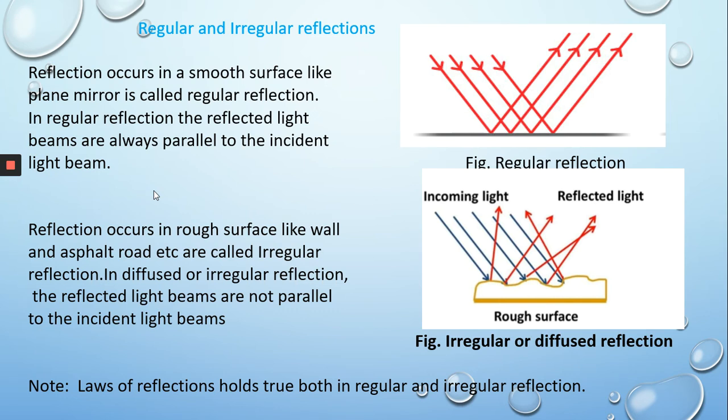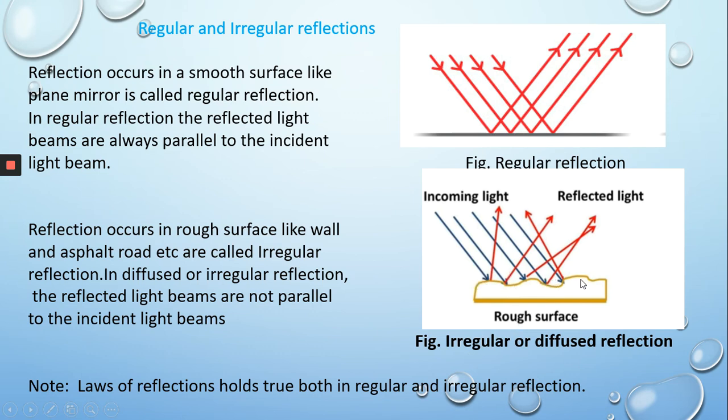Next is irregular reflection or diffuse reflection. Reflection that occurs on a rough surface like a wall, asphalt road, cardboard, etc. is called irregular reflection. Let us take an example. If we hold a cardboard in front of us, we will not be able to see our face in it. Why is that? This is because the entire light that falls on the surface is reflected in all directions irregularly.